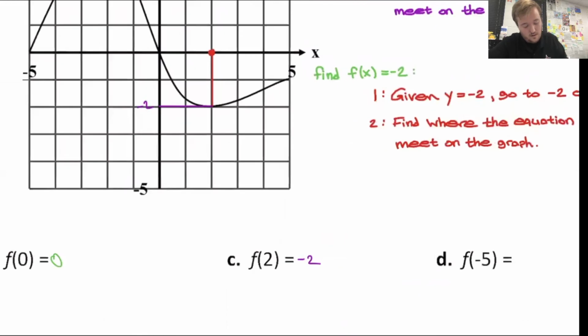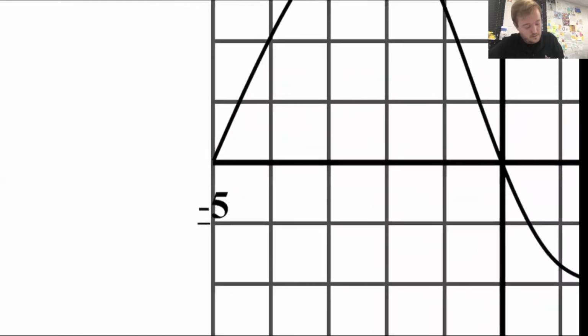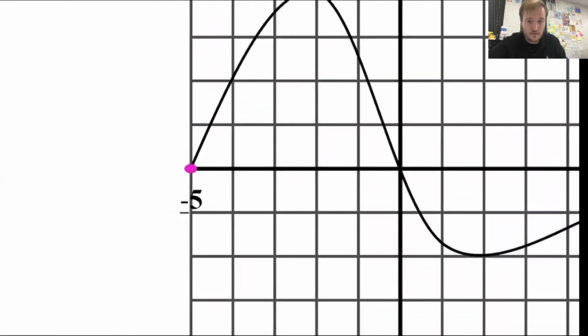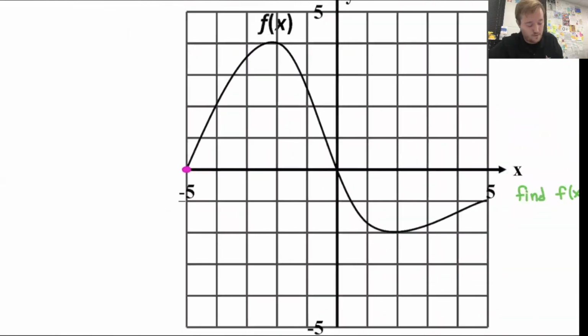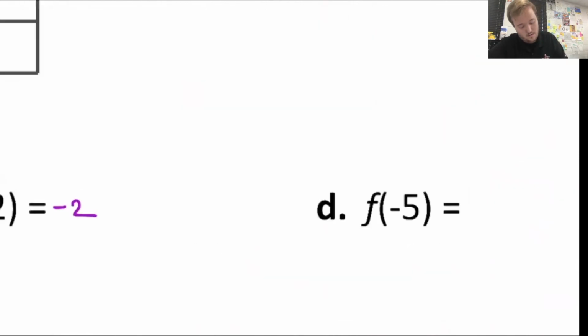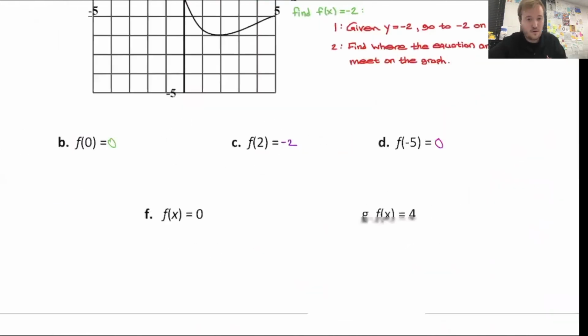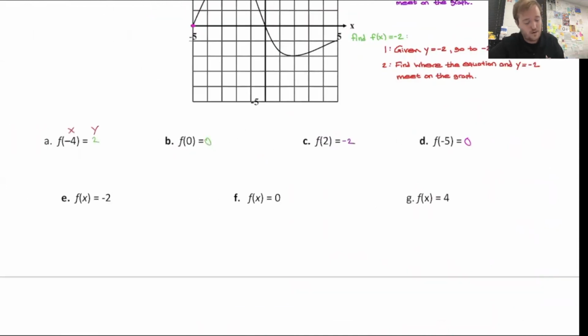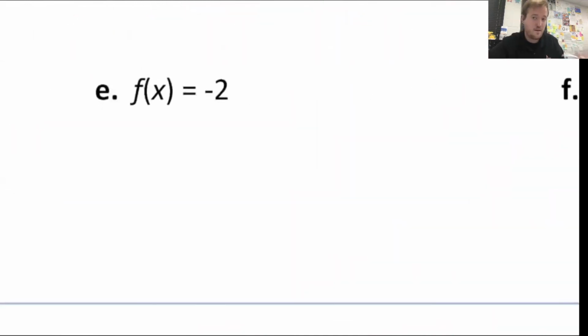All right. And then if I'm given -5, I'm going to start over here at -5. Similar to the origin, it crosses right there at 0. That corresponding y value is 0. Okay, so that's if you're given the x and you want to find the y. Now the other way around. If we're given the y, we want to find the x. It's still a similar process, but instead of starting on the x-axis, now we're starting on the y-axis.